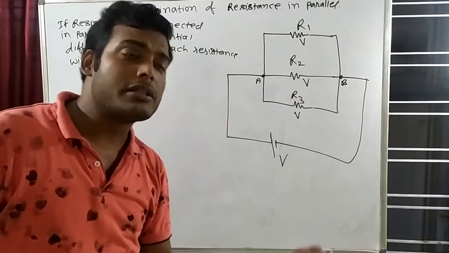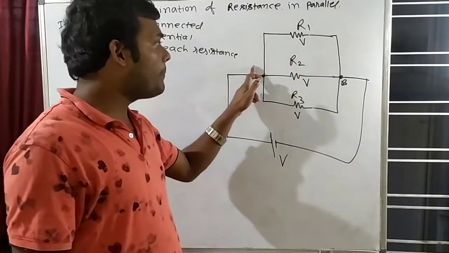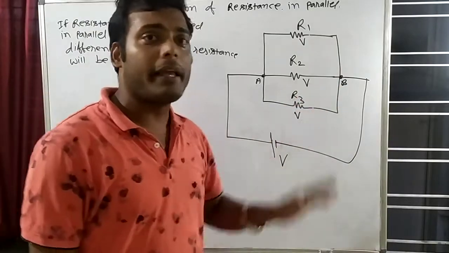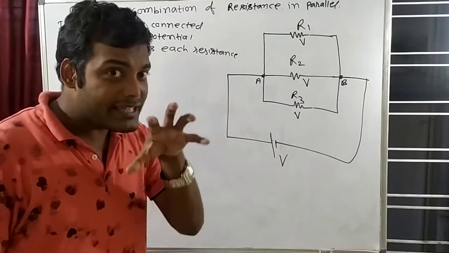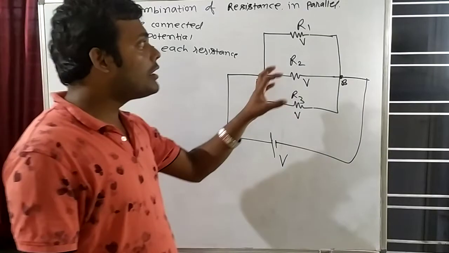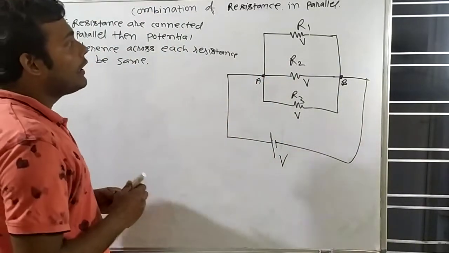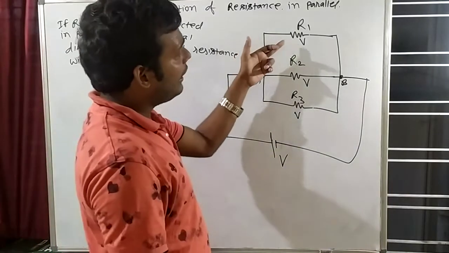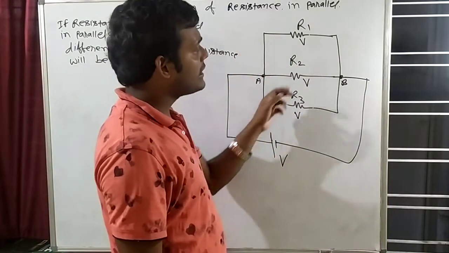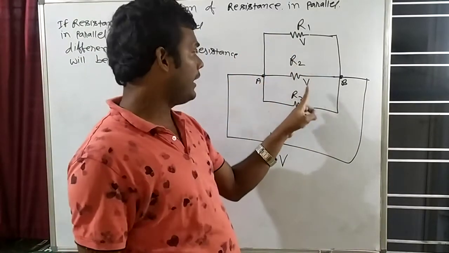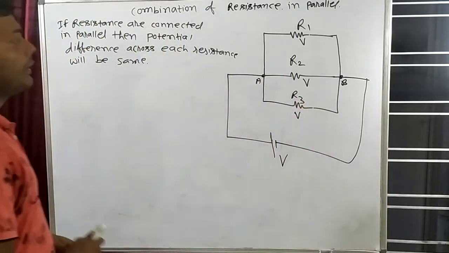So we can say that each resistance started from the same point and ended at the same point. If this type of situation is there, then we will say that this is a parallel combination. Clear? In a parallel combination, potential across each resistance will be same. So here B, here also B, here also B.